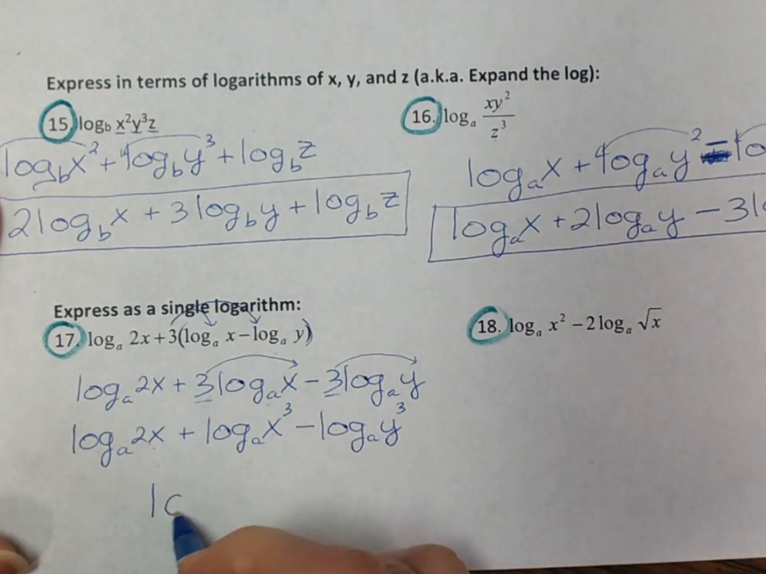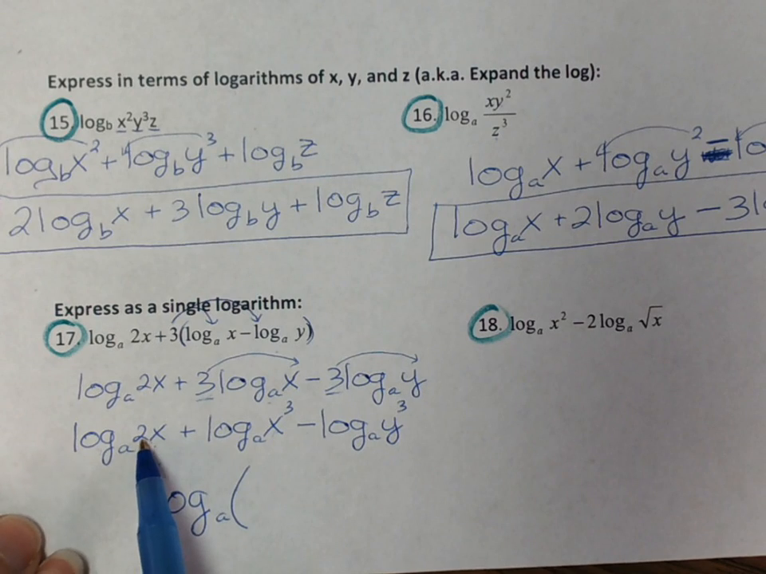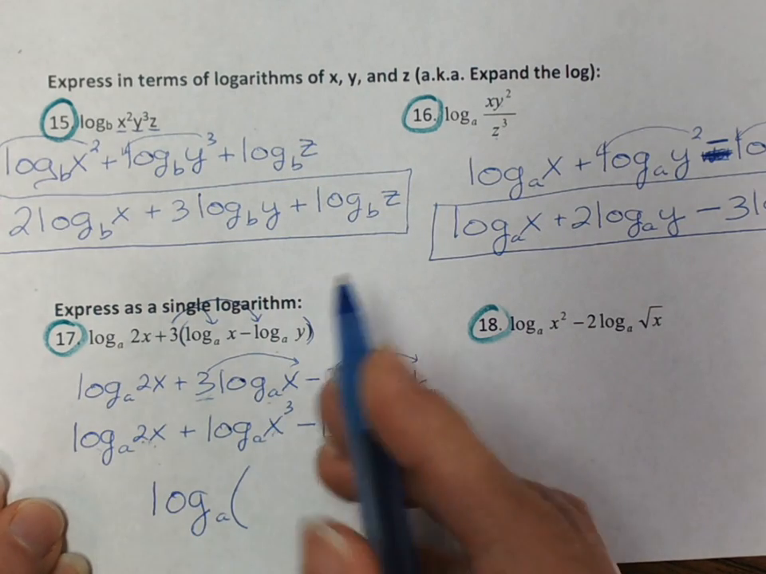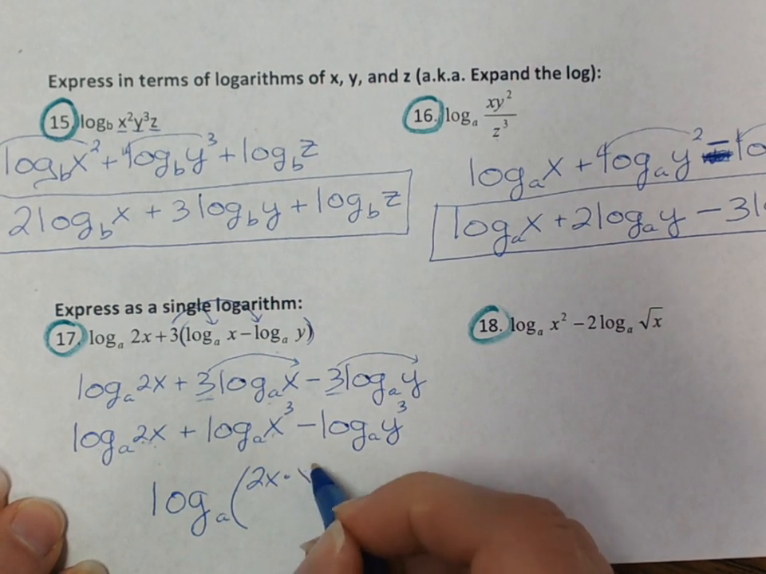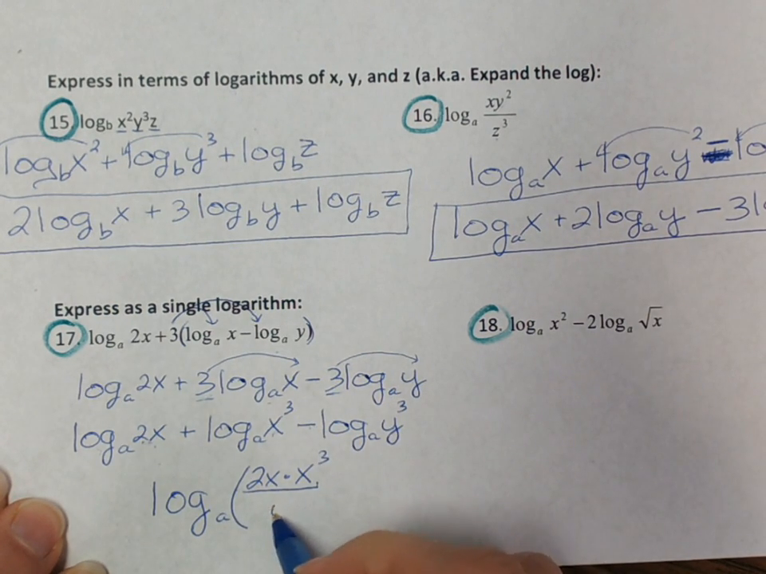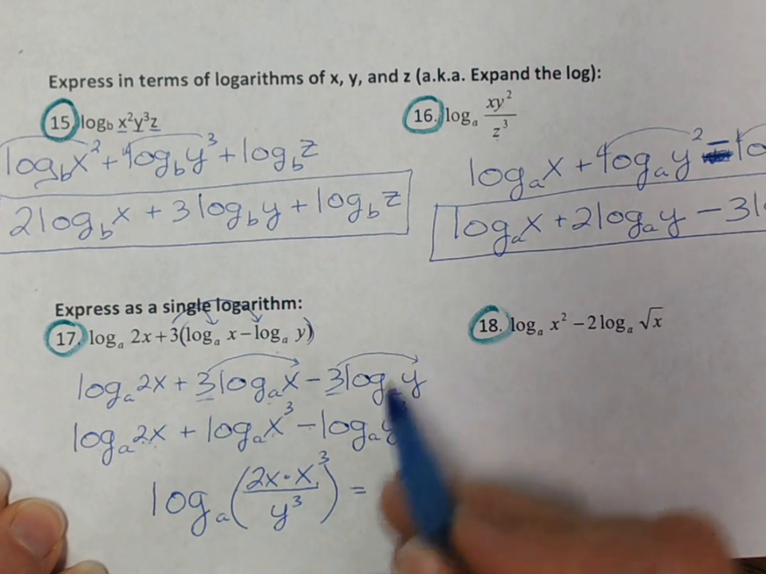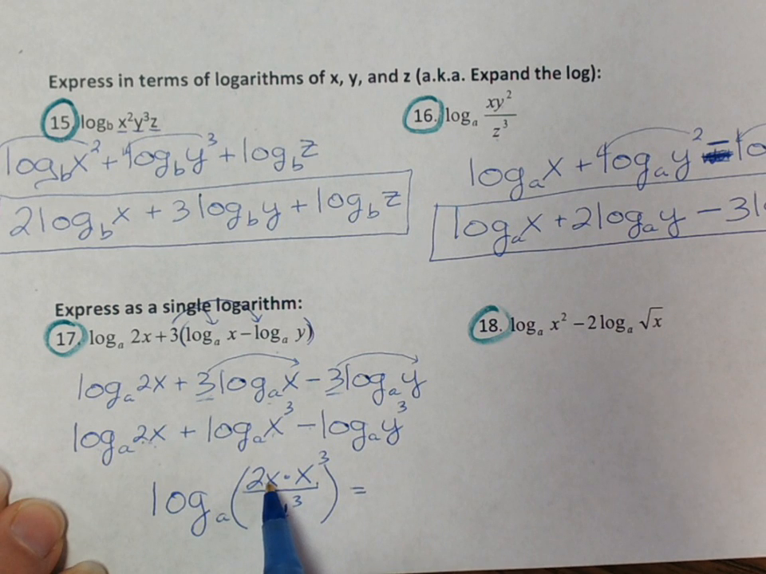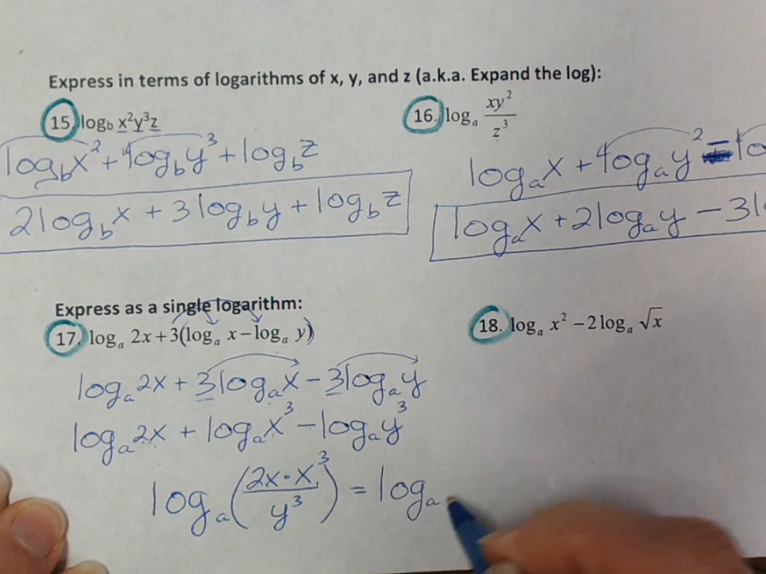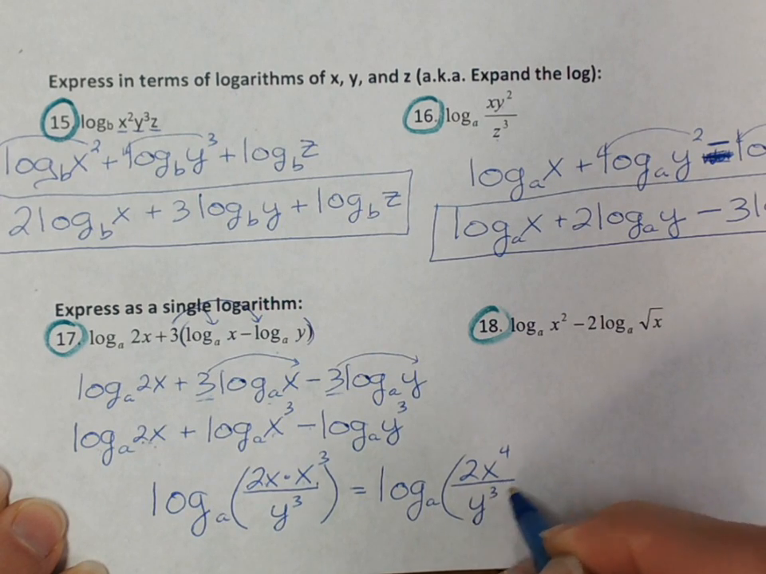So if I put all of these together in a single log, I'm going to have log base a, and I'm going to multiply my 2x times x cubed. So I have 2x times x cubed divided by, because I'm subtracting, y cubed. And we're almost all the way simplified. The only thing I can simplify is right here. 2 times x times x times x times x becomes 2 times x to the 4th. So my final answer here is log base a of 2x to the 4th over y cubed.